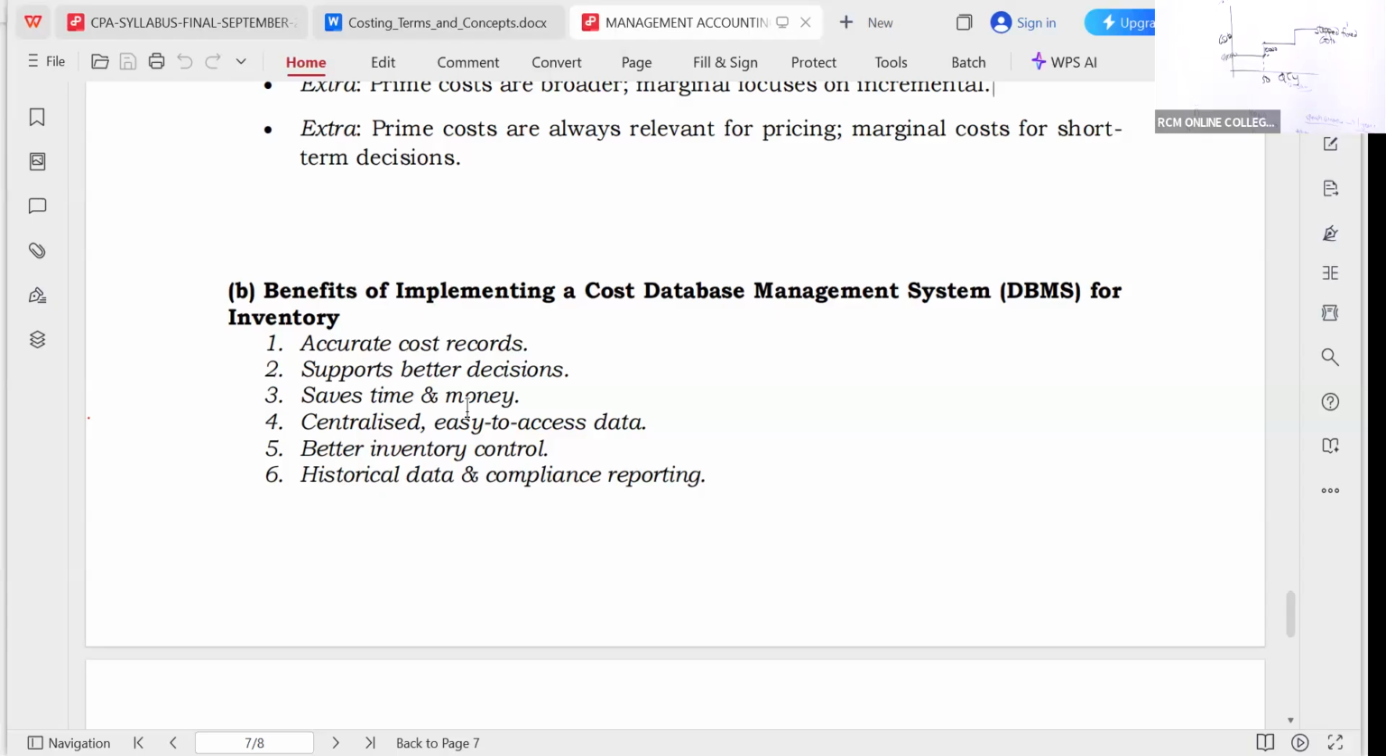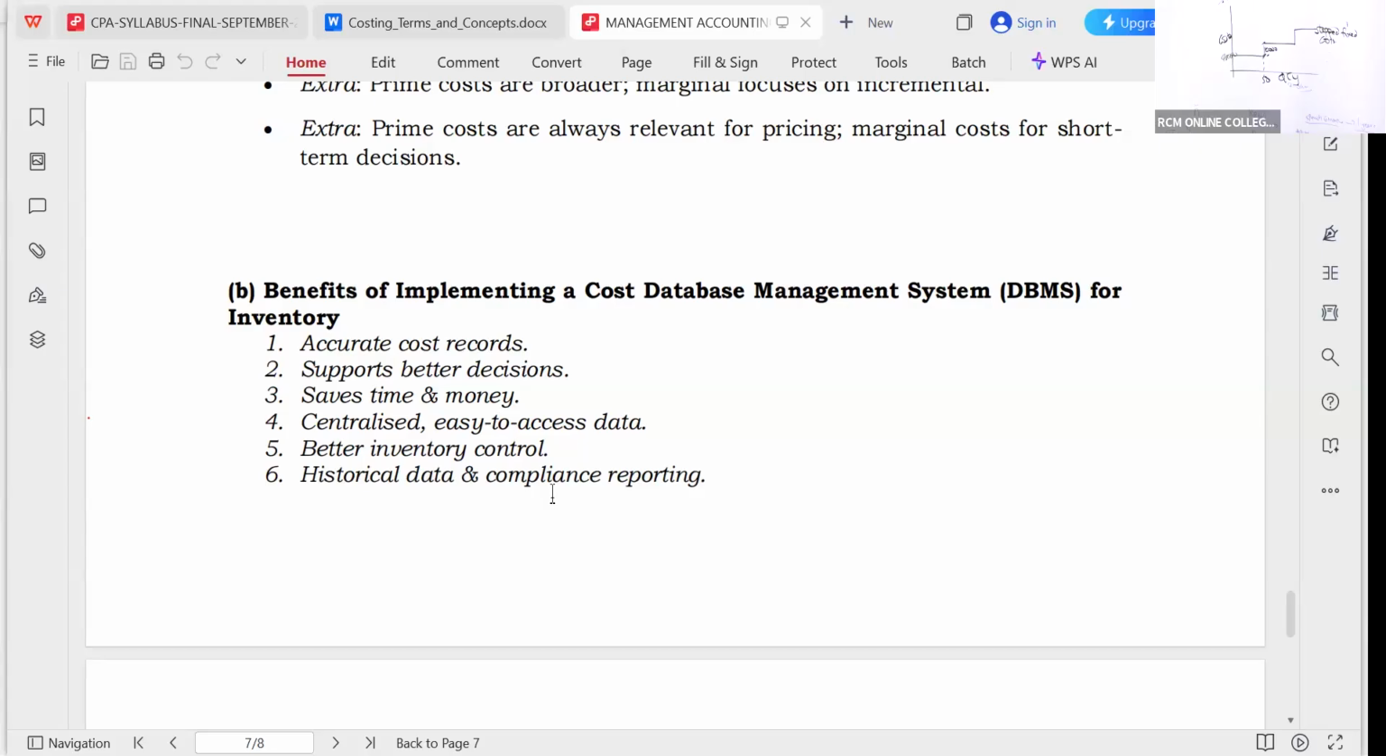It is centralized, easy to access data. Yeah, it leads to better inventory control because everything is in the system. If you want historical data, you'll be able to get it very easily, and it's very good for compliance reporting. You don't have to remember everything.